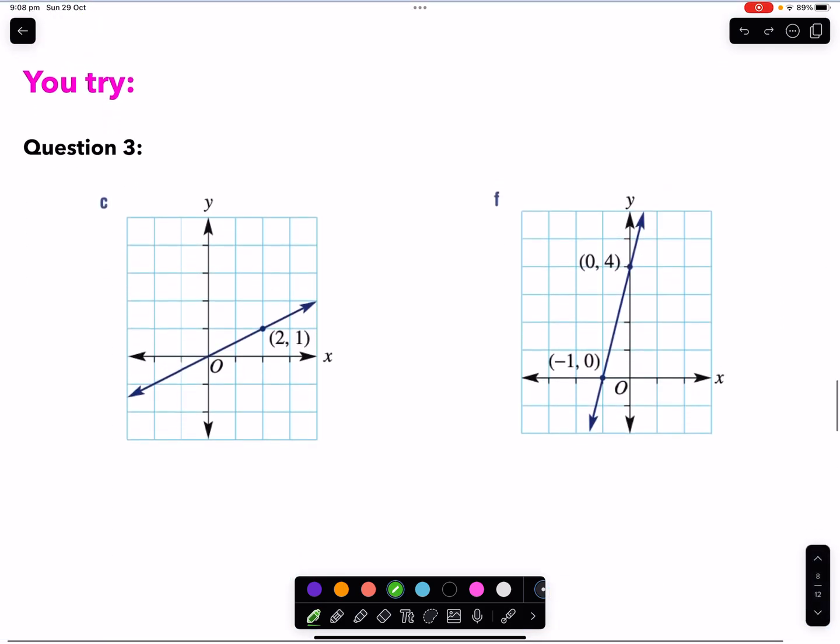Here's 2 that I would like you to try. So on the count of 3, you're going to hit pause. And then when you unpause it, I'll put up the answer for you. So 1, 2, 3, hit pause. And coming back, we have answers.